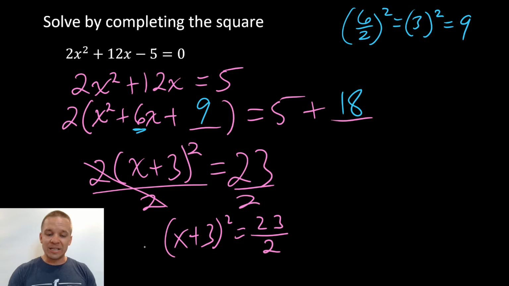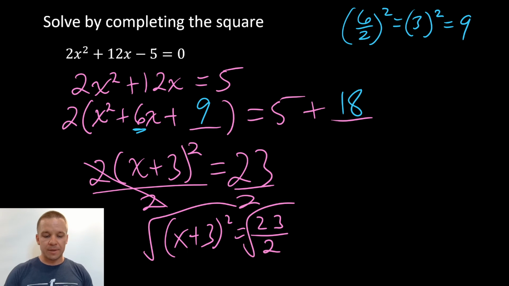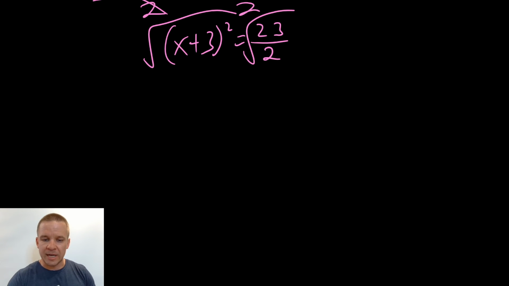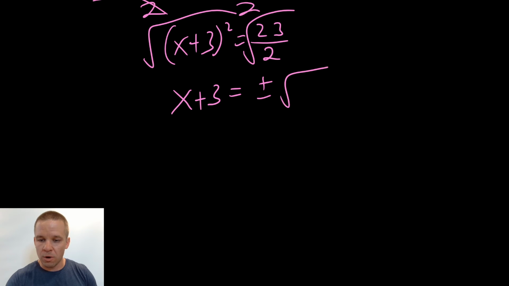Now what? I need to take the square root on both sides. And now this problem is going to need a little more room. All right. So when I take the square root on both sides, I've got my x plus 3 right here. All good there, right? And I'm going to have plus or minus the square root of 23 over 2.